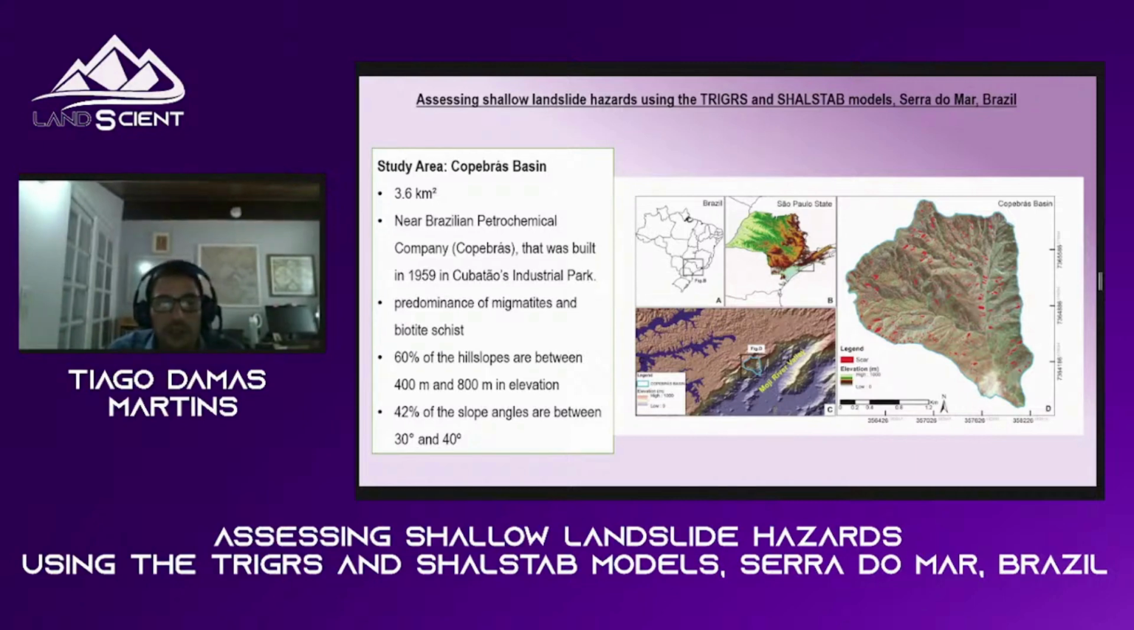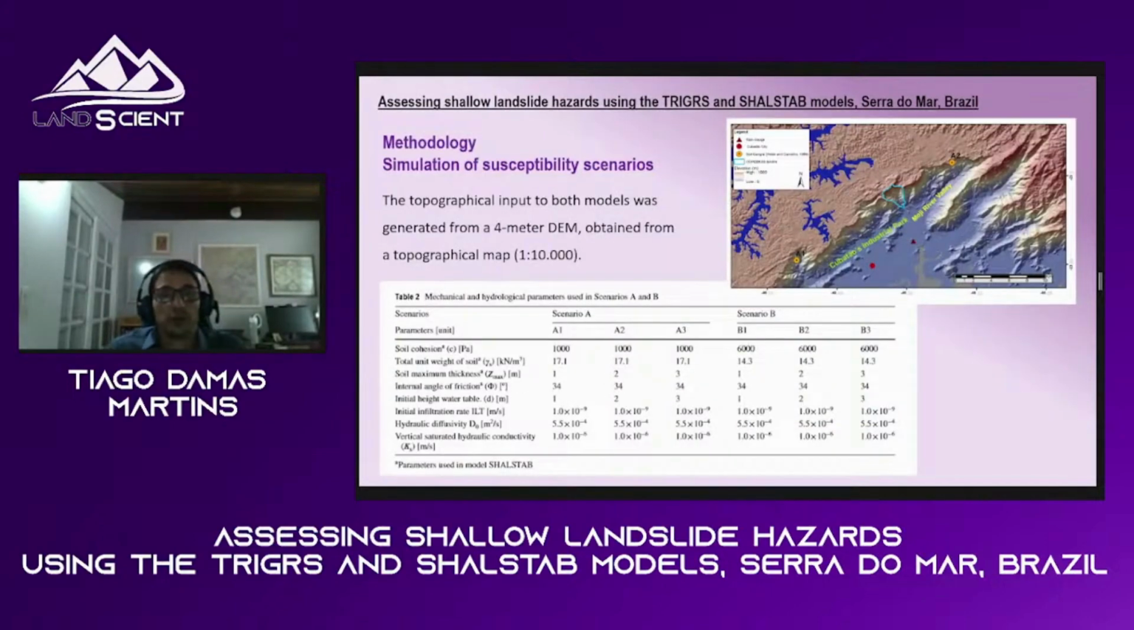And 42% of this, the slopes are within 30 to 40 degrees angles. So it's a quite inclined terrain. And as you can see by the numbers, they are located a little bit far from the shore. So the idea was to test different scenarios using these two models.